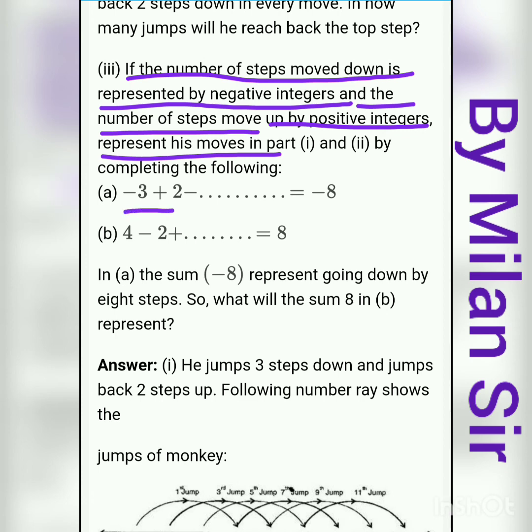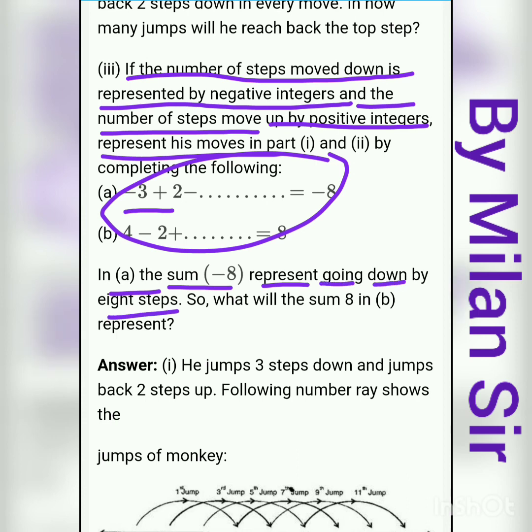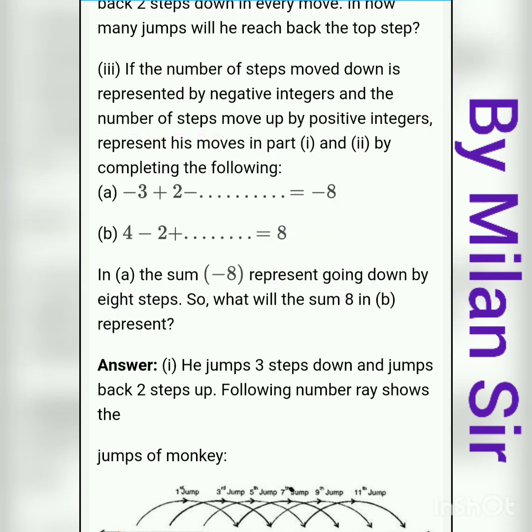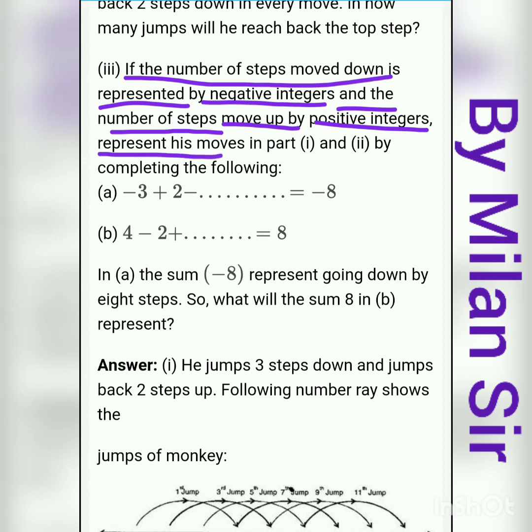Okay, here minus 3 plus 2, we need to complete this series. In A, the sum minus 8 represents going down by 8 steps. So what will the sum 8 in B represent? Again, if the number of steps moved down is represented by negative integers and the number of steps moved up by positive integers, represent his moves in part 1 and 2 by completing the following.